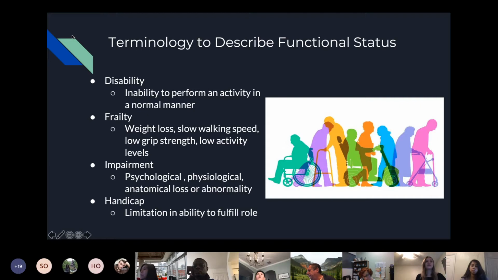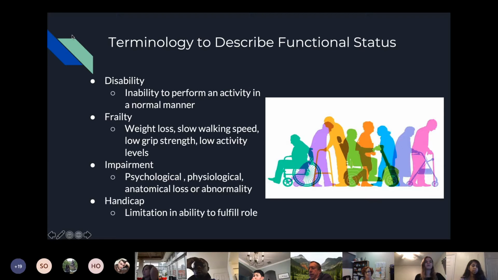And then we have different terminology to describe functional status, and we have talked about some of these terms before in nursing school as well. But just to go over them, the first term is disability, and this is the inability to perform an activity in a normal manner. So an example of disability could be someone having arthritis and not being able to cut their food as a result of having that condition.